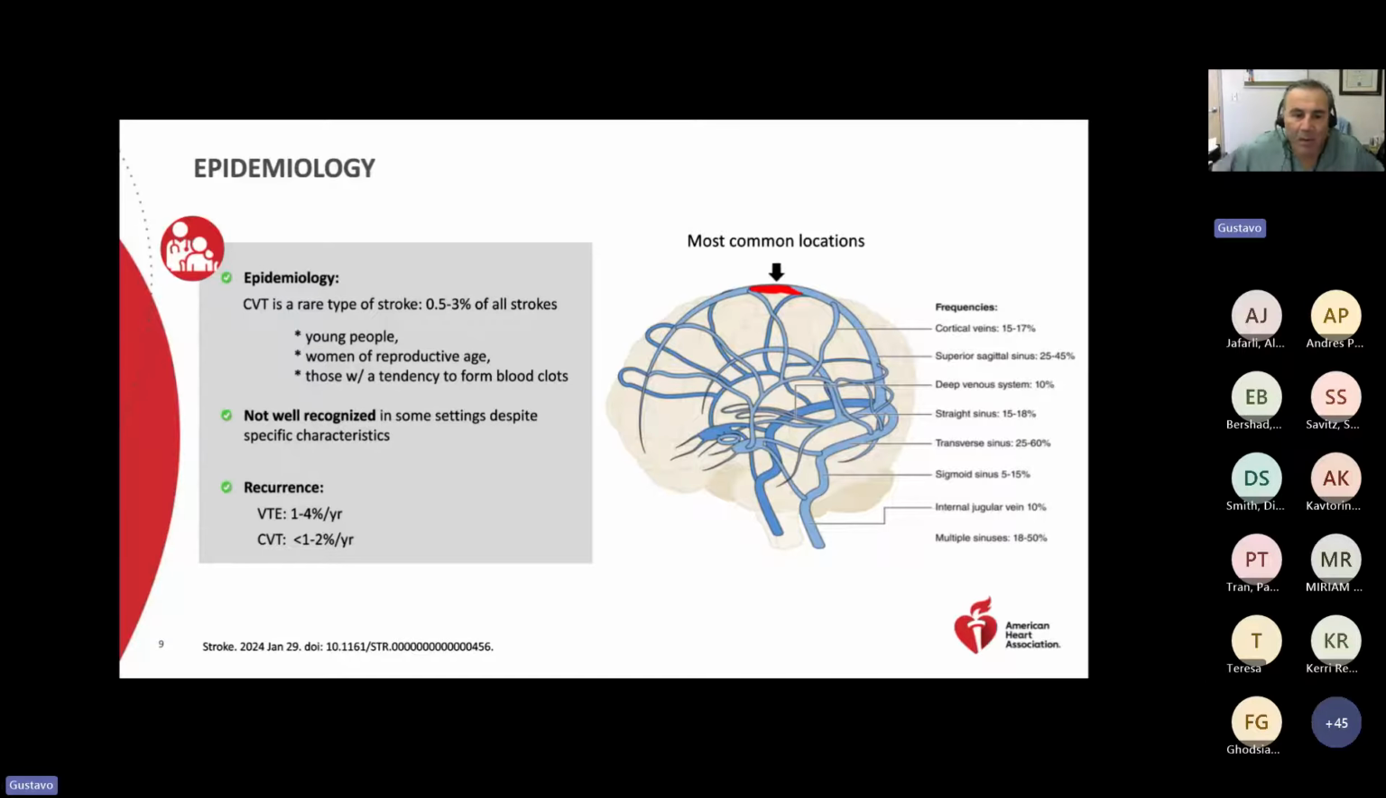In the graph on the right side, you can appreciate the frequency with which different sinuses of the venous system are affected. The most common by far is usually the transverse sinus or the superior sagittal sinus, and multiple sinuses could be affected in up to 50%, okay?